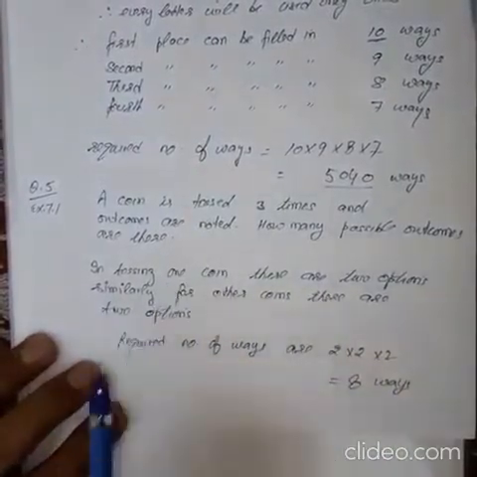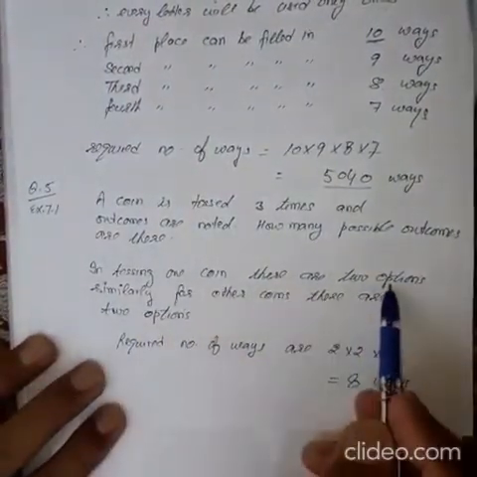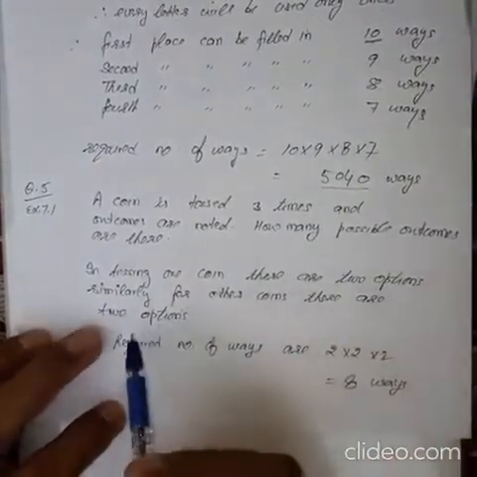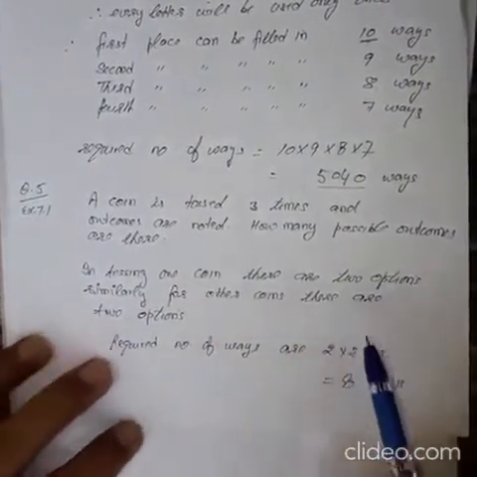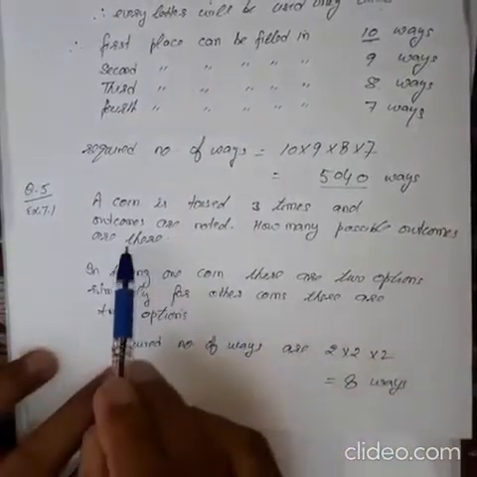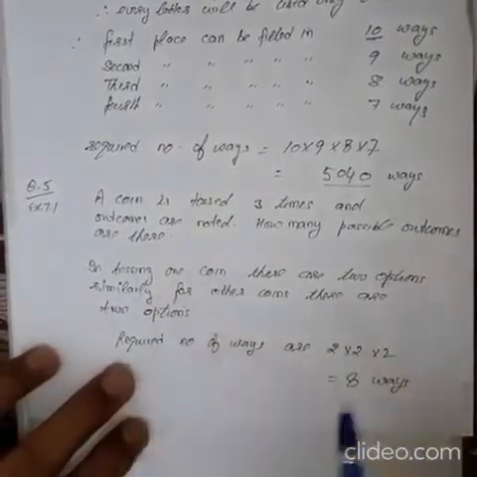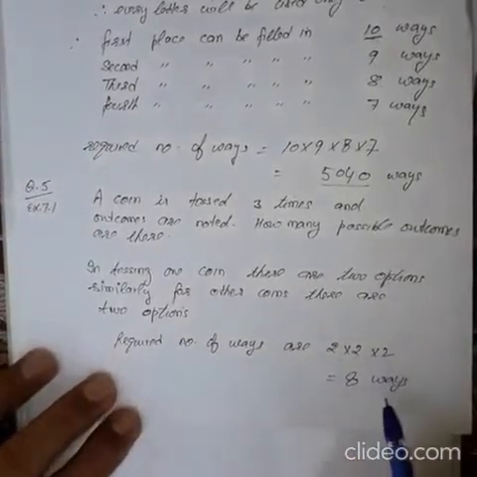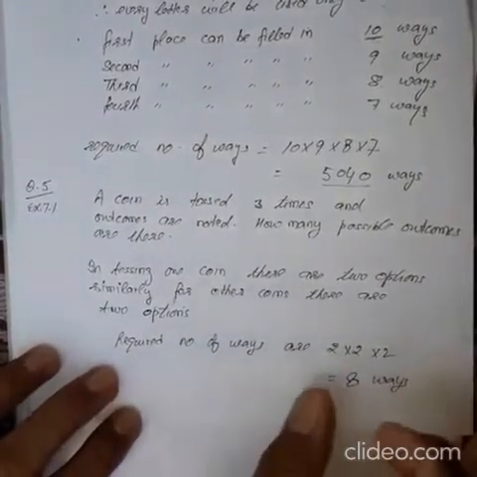Now when you toss one coin, there are 2 options. Similarly for the second coin and the third coin we have 2 options for each. Now because we are tossing 3 coins, so required number of ways will be 2 multiplied by 2 multiplied by 2. There are 8 ways. I hope it is clear.